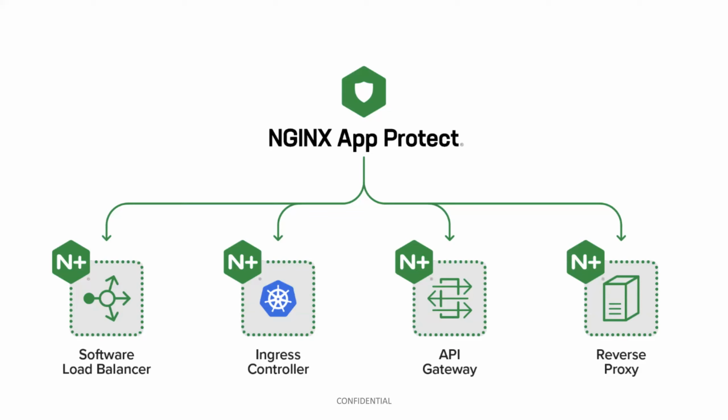NGINX App Protect is an additional module to NGINX Plus. You can purchase NGINX Plus, because this works only with our commercial edition. This App Protect will not work with the open source, and this makes sure that all those three types of attacks are mitigated at the edge.